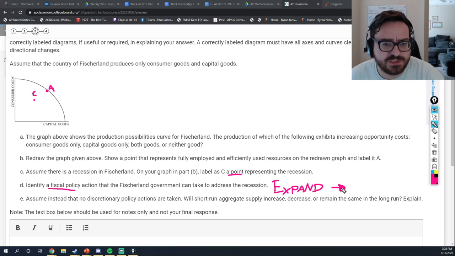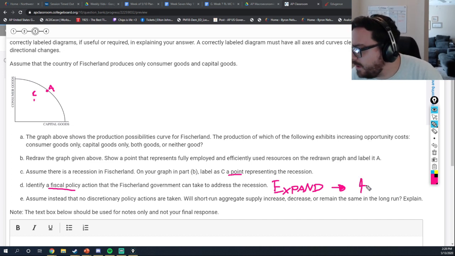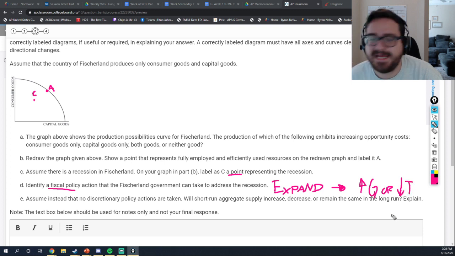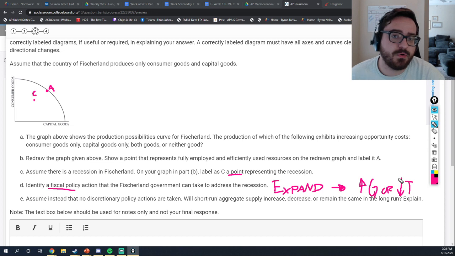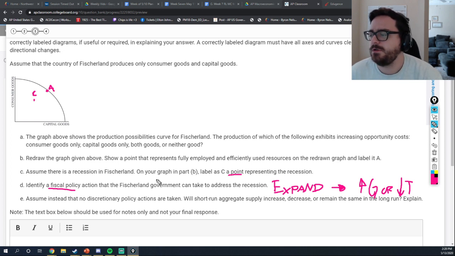Well, fiscal policies were the simple ones. That was when the government changes things like spending and taxes. So what changes to spending and taxes expand the economy? Well, an increase in G or a decrease in taxes. So higher government spending or lower taxes, either one would get spending to go up in your economy, which would get you, ideally, out of the recession.